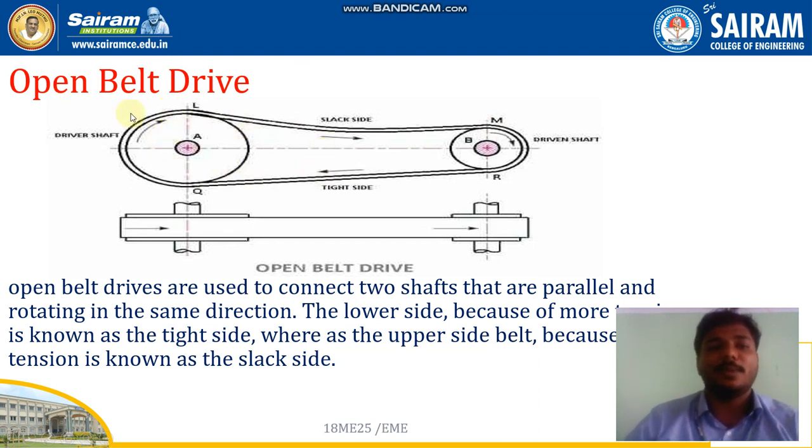Now we can see the working principle of this belt drive. Consider shaft A and shaft B, and the outer part is the belt, which rotates continuously. With the help of this belt we can transmit power from the driver shaft to the driven shaft in order to run the machine or vehicle properly. These open belt drives are used to connect two shafts, shaft A and shaft B, which are connected in parallel, not intersecting. Both rotate in the same direction, not in the opposite direction.